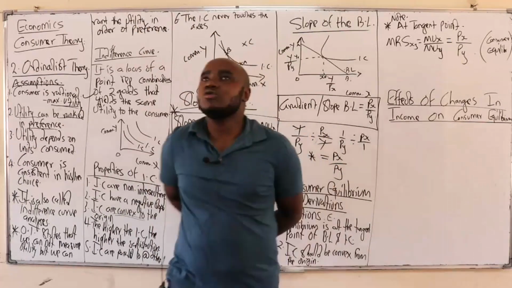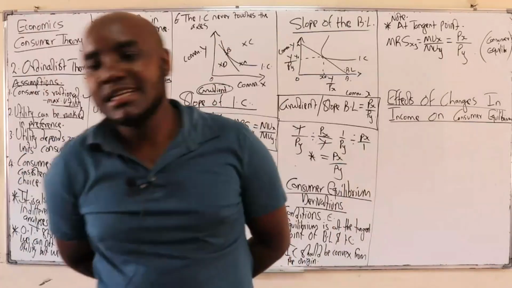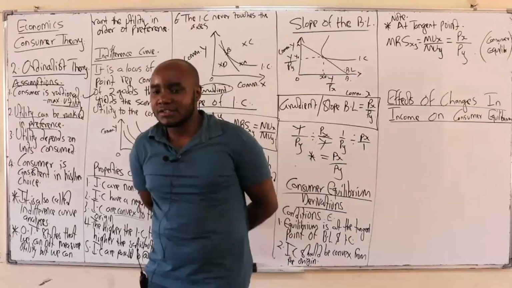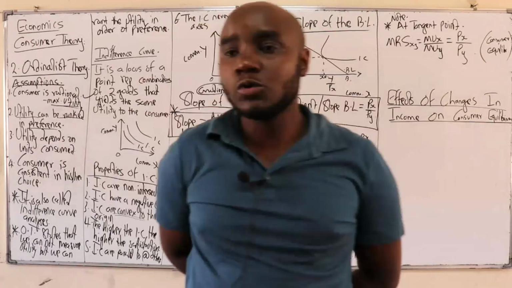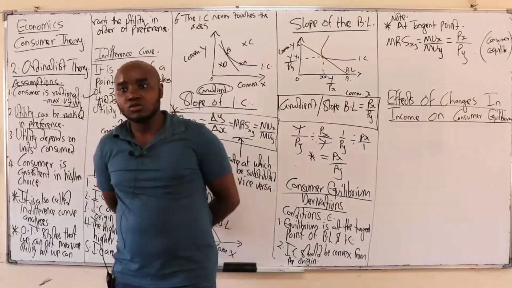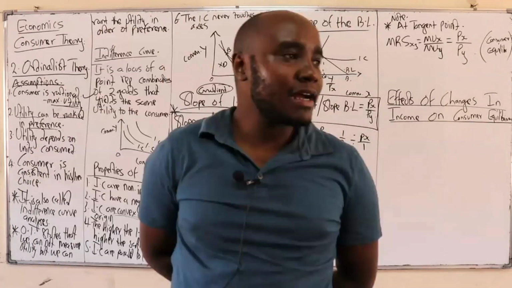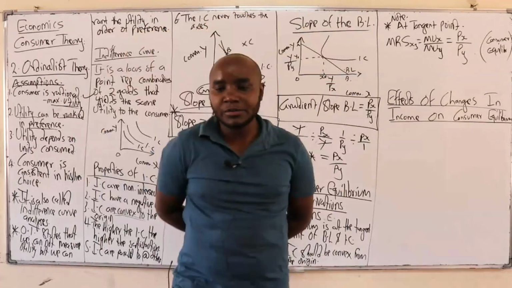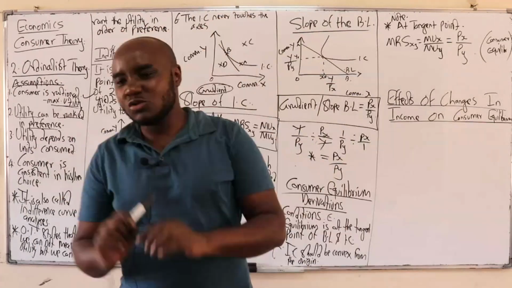What about a situation whereby our income or our budget line reduces? Of course, automatically, the budget line will shift to where? Shift to the left. That's what we have been talking about. And if you have been following our classes appropriately and doing your revision appropriately, that's all you need to know. It's very easy to understand.